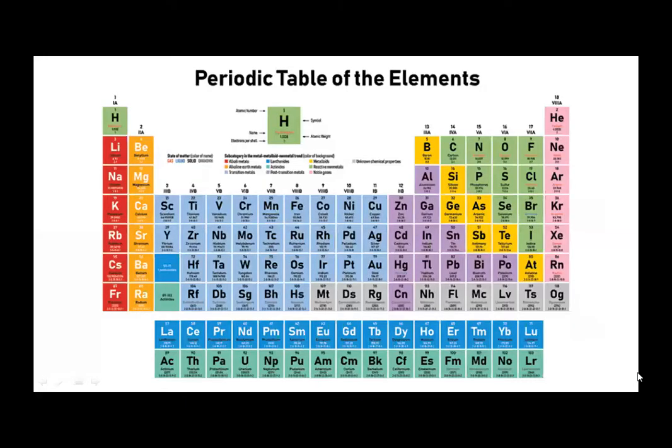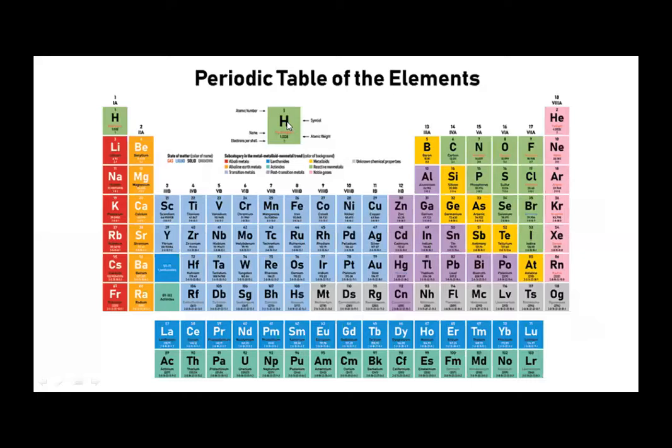All these atoms are arranged in a periodic table. Periodic table of elements is a tabular display of the chemical elements which are arranged by atomic number, electronic configuration, and atomic mass. There are 118 elements that have been discovered. Now all these elements are arranged in a periodic table.